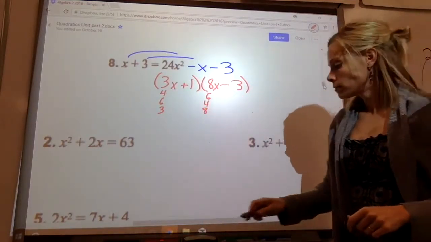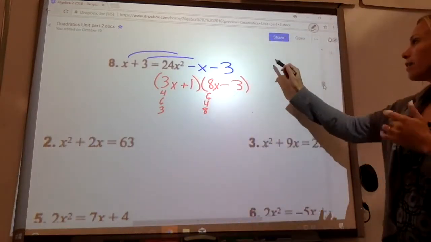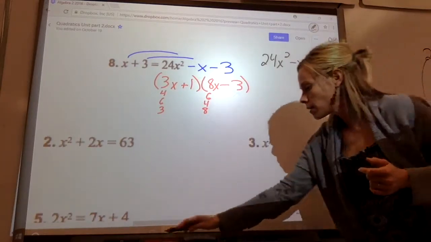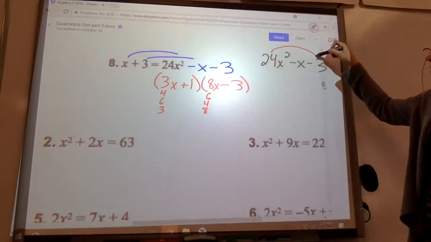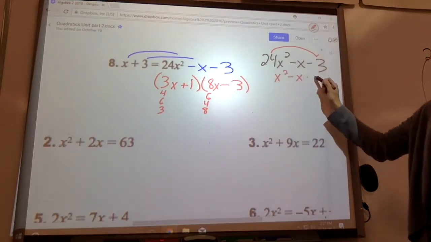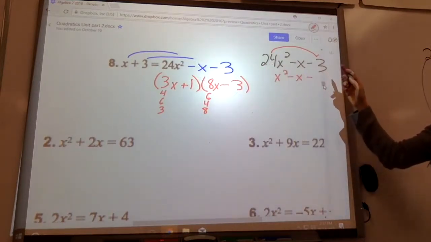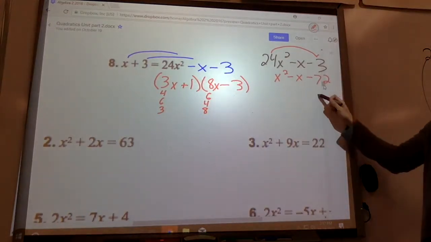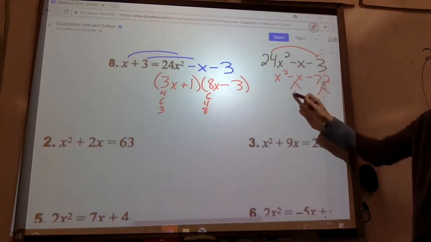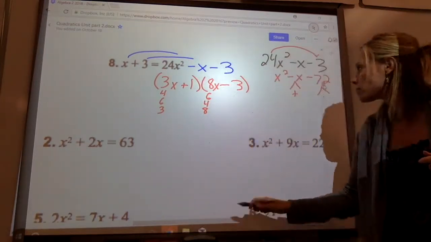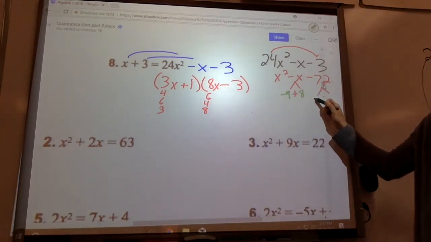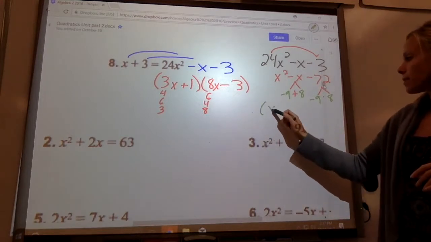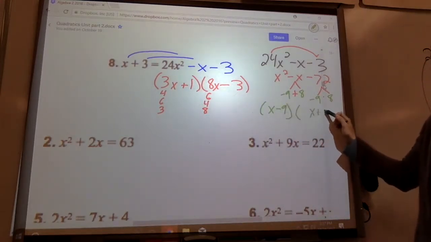Okay. I'll do the other way. One more time. Okay. So I would take the A to the C term. 24 times 3 is 72. So then I'm saying, what do I multiply equals 72, add equals negative 1? Negative 9 and 8. Right? Multiply, add. So it becomes x minus 9, x plus 8.